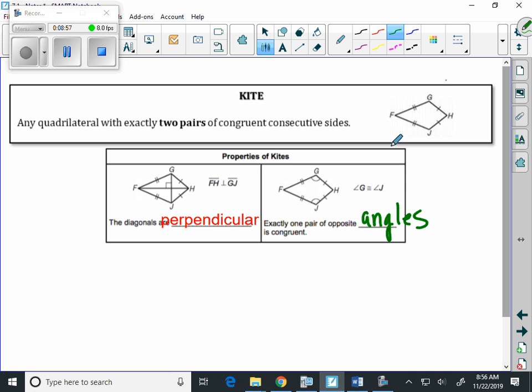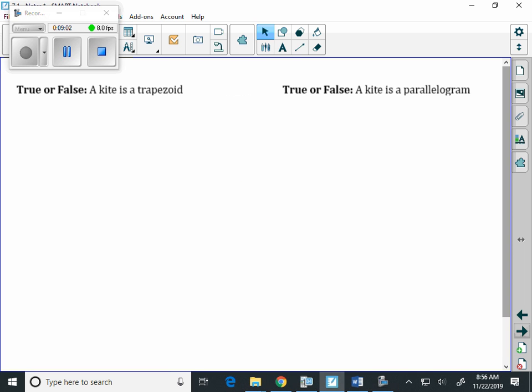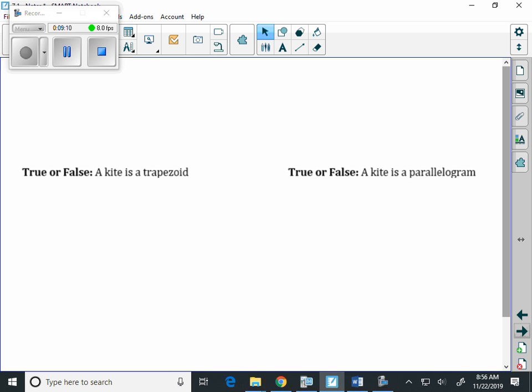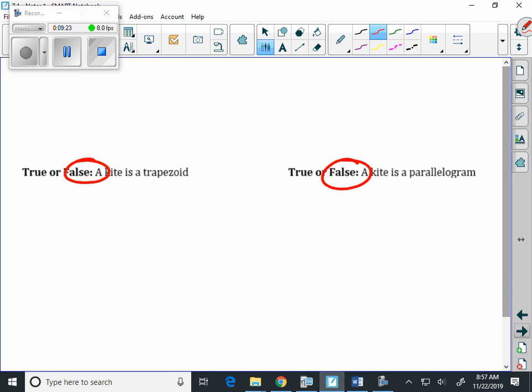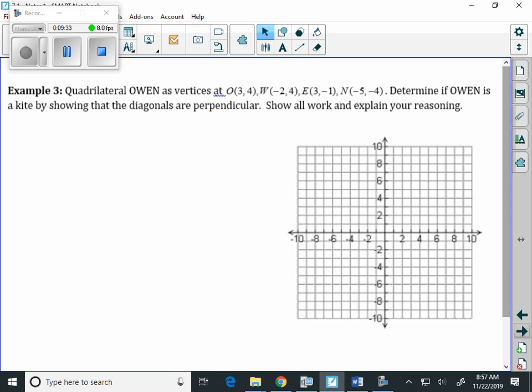Now we've got a true and false question to answer, and then we'll finish. A kite is a trapezoid. Well, a trapezoid has to have at least one pair of parallel sides, and we don't have any parallel sides. So that's false. And again, a kite is a parallelogram. Well, a kite doesn't have any parallel sides. So it's not a trapezoid, it's not a parallelogram, it's a quadrilateral. It's a 4-sided figure.